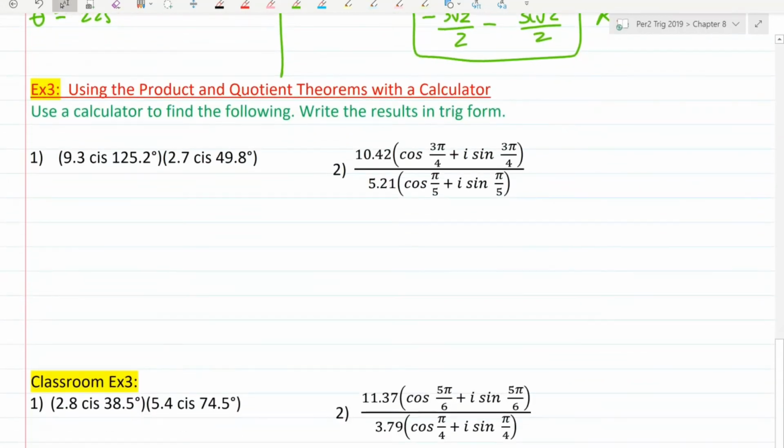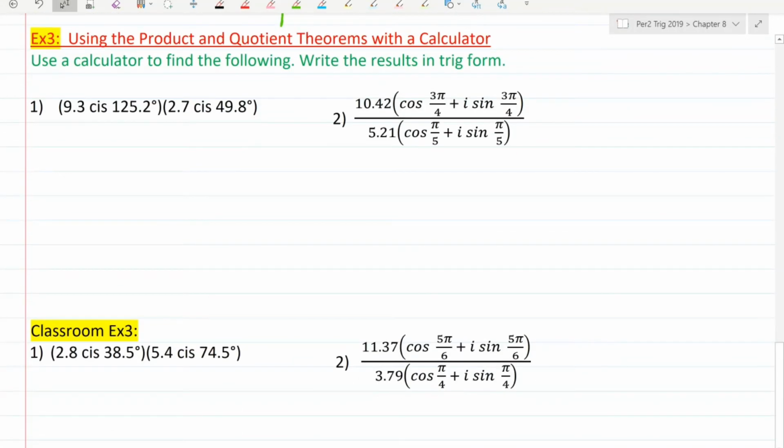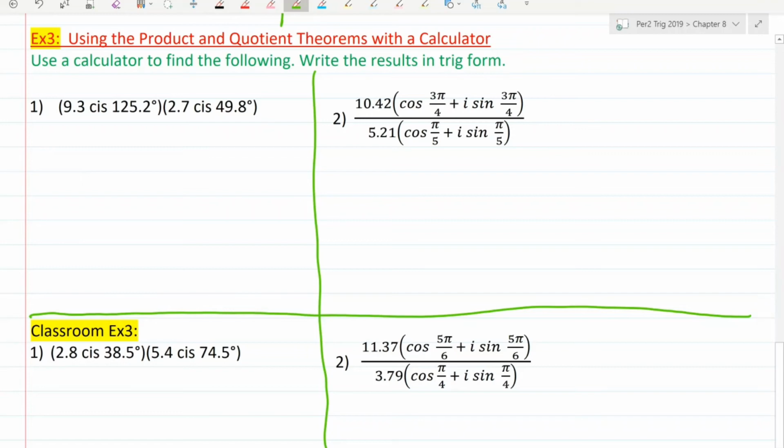For the last 4 examples here, they're exactly the same thing as we did at the beginning. We have multiplication on the left and we have division on the right, but these values are not on the unit circle, and therefore you will be using a calculator to work these out.